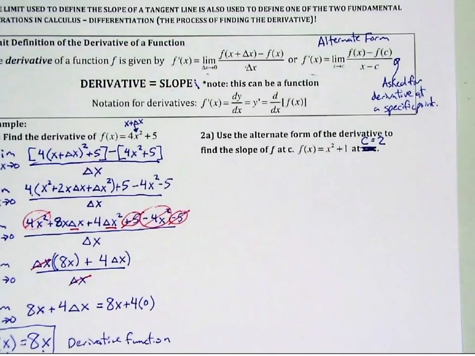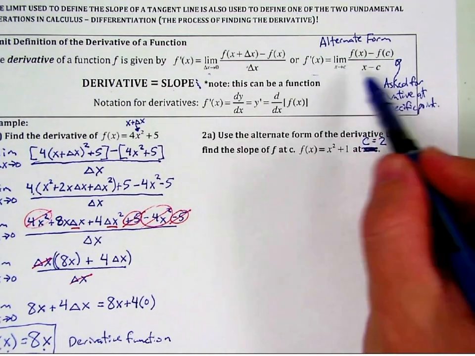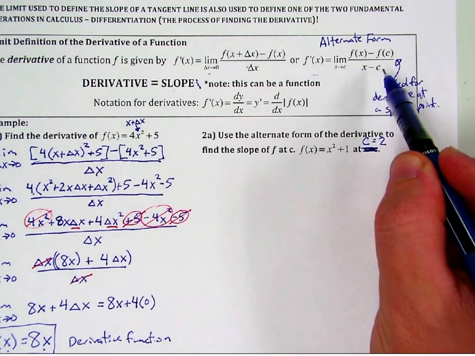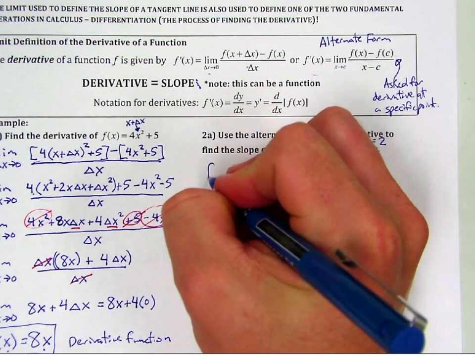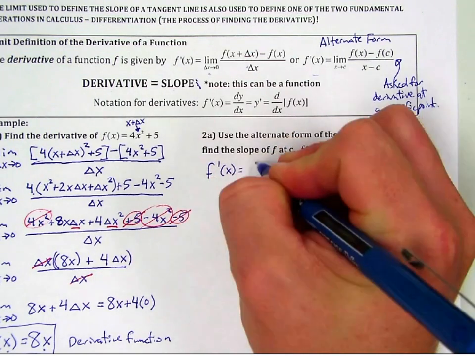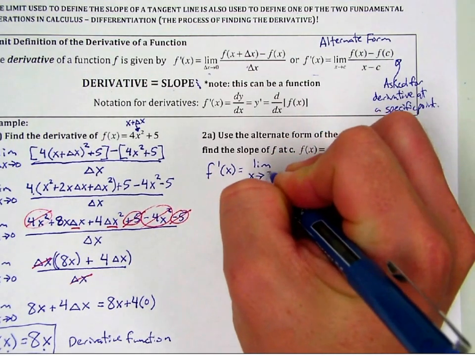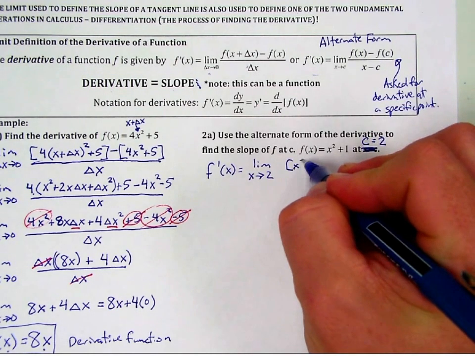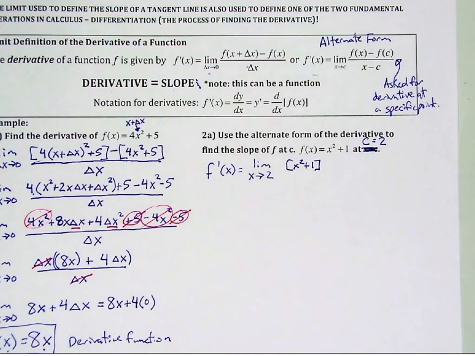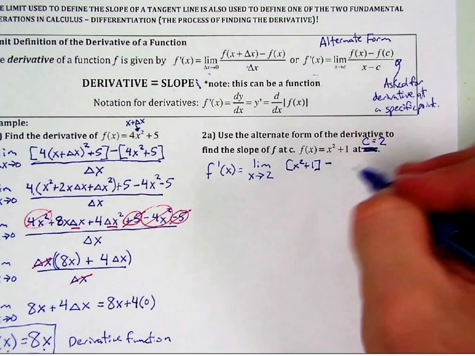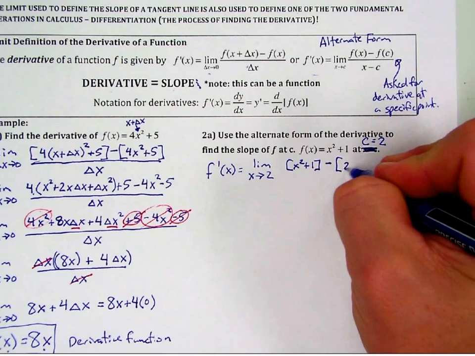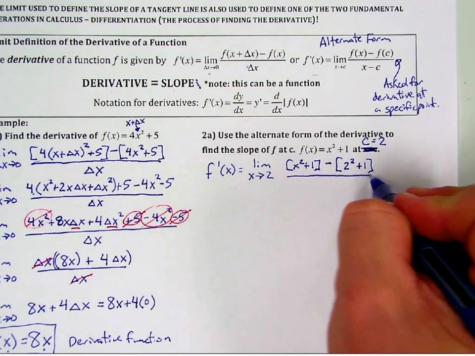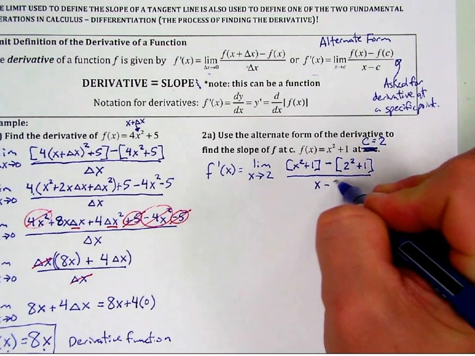Okay, so for this one, we're going to use the alternate form of the derivative, the limit as x goes to c of f of x minus f of c over x minus c. So it's just a different way of looking at this. So f prime of x is going to equal the limit as x goes to 2 of f of x, so that's just x squared plus 1, and we're still going to use our square brackets, minus f of c, which is 2 squared plus 1, and then this is going to be over x minus c, which is x minus 2.